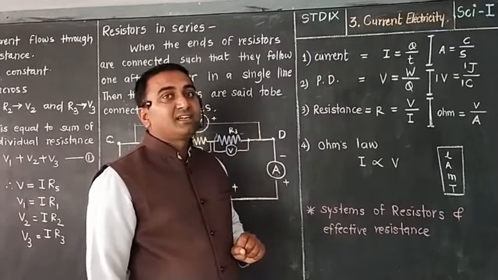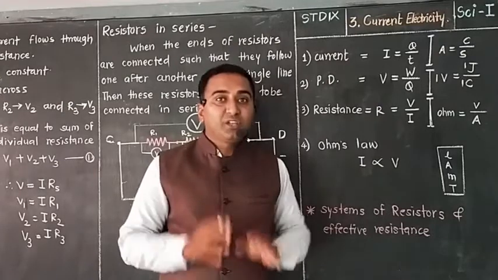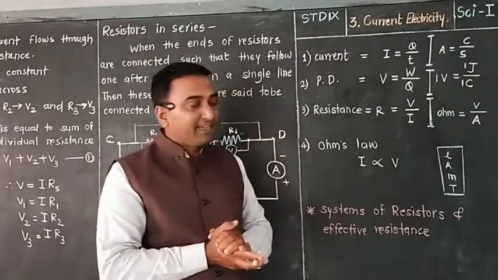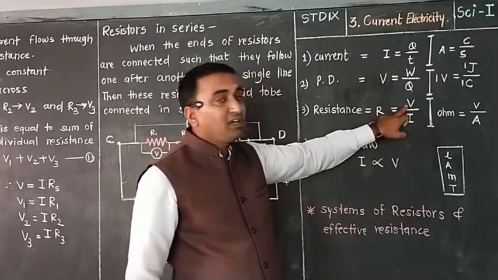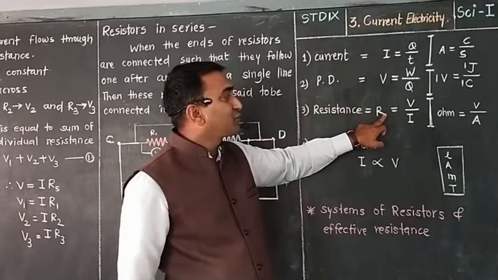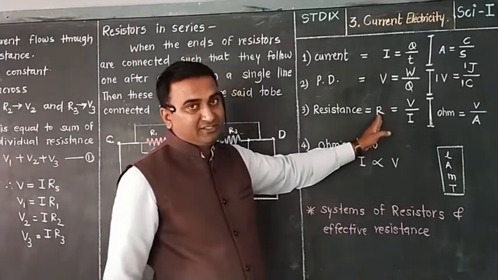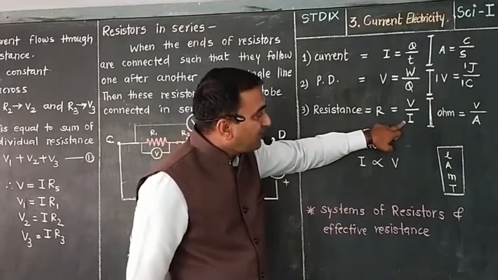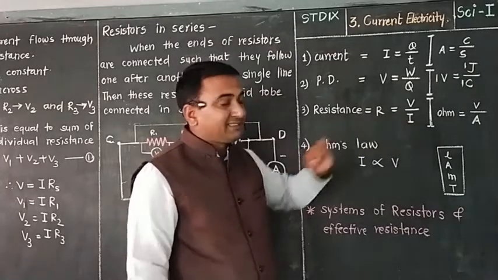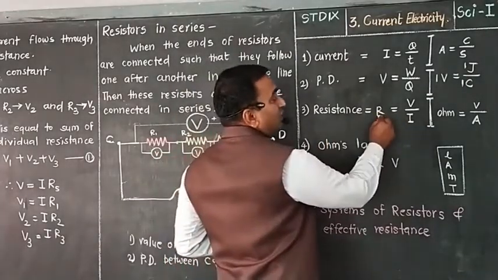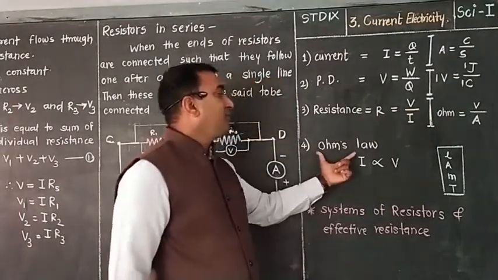What is resistance? Resistance is a property of a material or a conductor due to which it opposes the flow of current. So the potential difference V is directly proportional to R, and current is inversely proportional to resistance. See here, if resistance increases, current decreases, and so we have written here R is equal to V divided by I. How? With the help of Ohm's law.